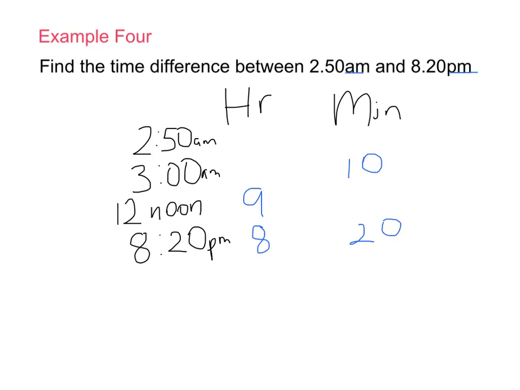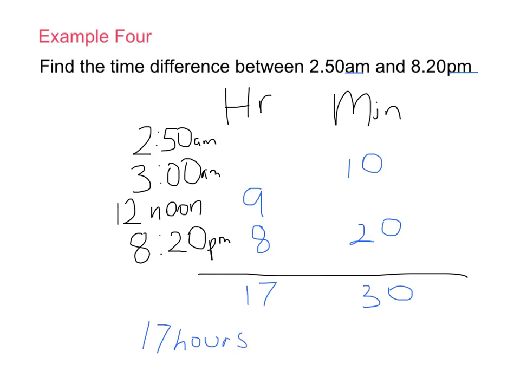Guys, look how super simple this is now. Simply a matter of calculating both ends. So, 20 plus 10, 30. 9 plus 8, 17. So, the total time difference is 17 hours, 30 minutes. And it's as simple as that, guys. Okay, start getting on with the exercises.